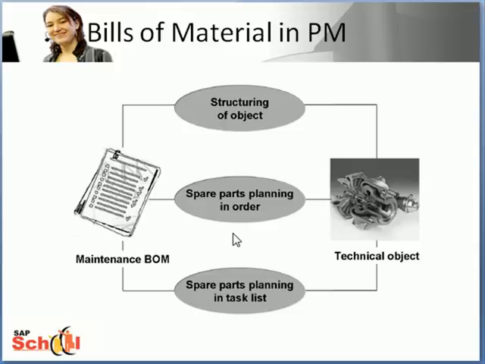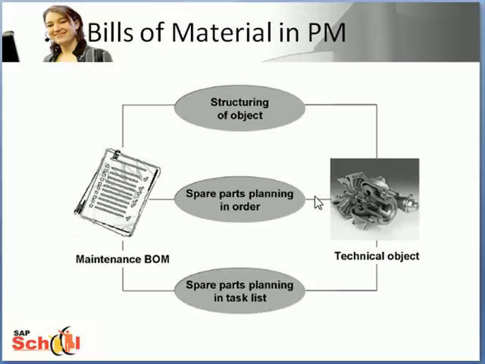The bill of material for plant maintenance differs from the other BOMs in that it only contains items relevant to plant maintenance. The maintenance bill of material has three main functions: structuring of the object from a maintenance point of view, spare part planning in the order. So if a technical object uses a bill of material, you can use this simply during the planning of a maintenance order to plan spare parts, and spare parts planning in the task list. Spare parts can be planned in the task list based on a bill of material.